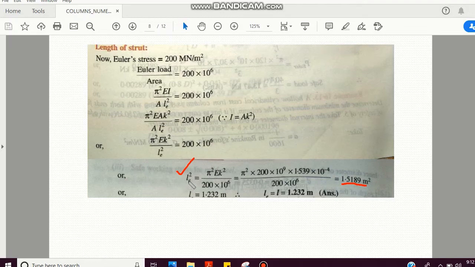So the equivalent length square becomes 1.5189 meter square. So the equivalent length becomes 1.232 meter. This is the equivalent length, and for both end pin joint, the equivalent length is equal to the actual length. So equivalent length equals actual length equals 1.232 meter.